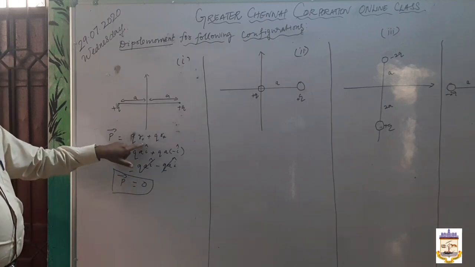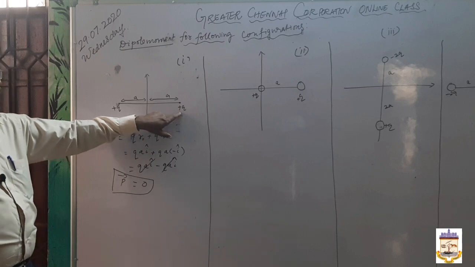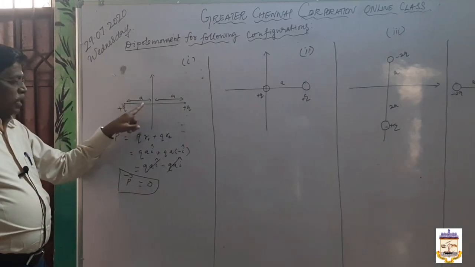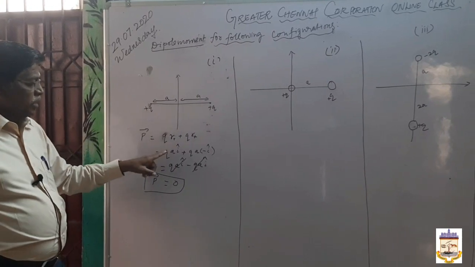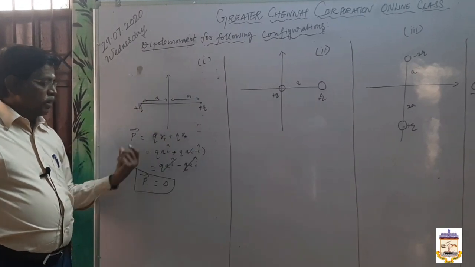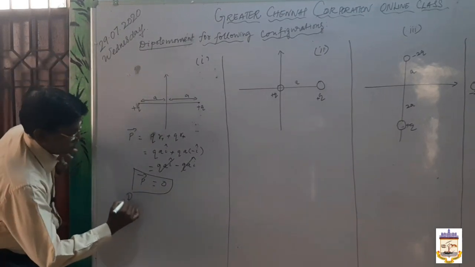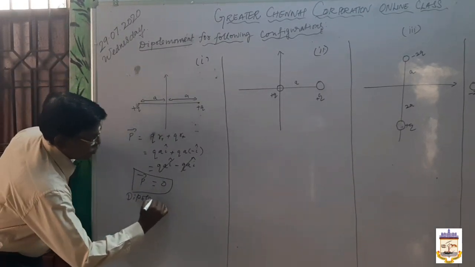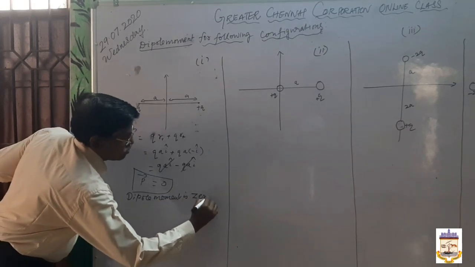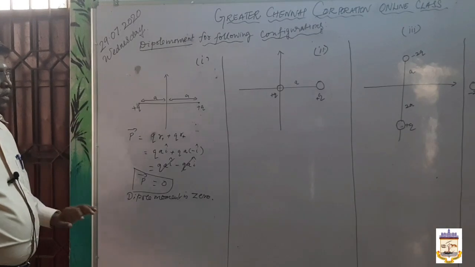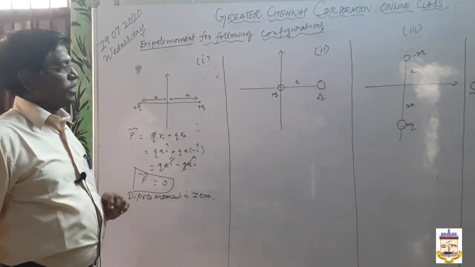So q into r plus. What is r plus? r plus is the position vector of the first charge, and here r plus is the position vector of this second charge. Okay. If you substitute the magnitude and direction, both cancel. So now what we are getting is dipole moment is 0. The first problem is over. Now let us come to the second problem.